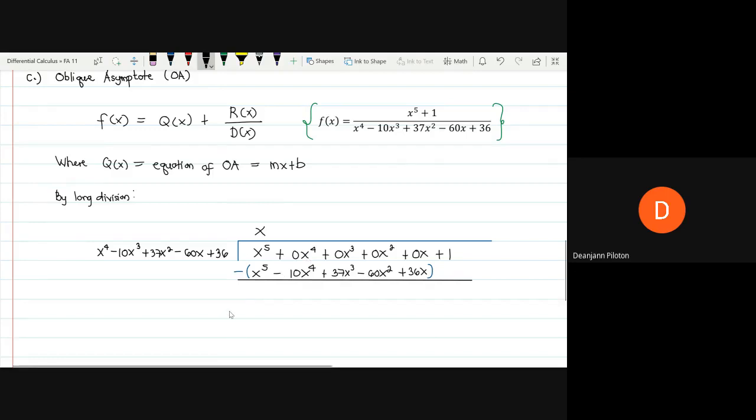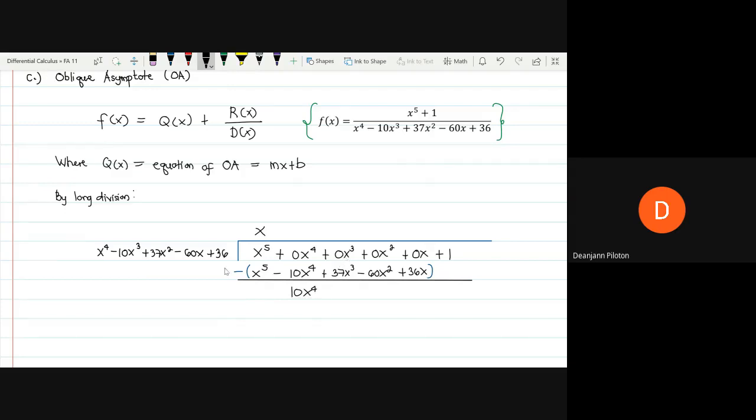Okay, so x raised to 5 minus x raised to 5, that is 0. The next is 0 minus negative 10x raised to 4. The result is positive 10x raised to 4.